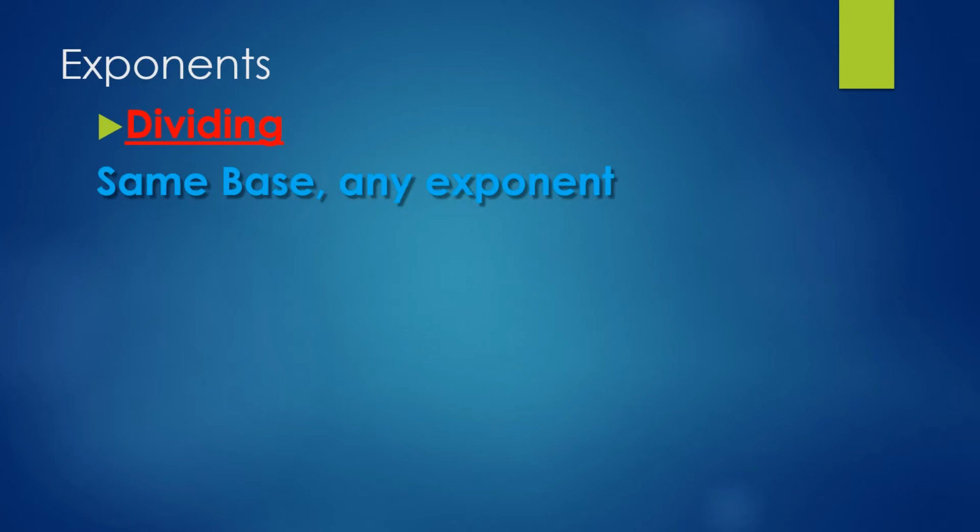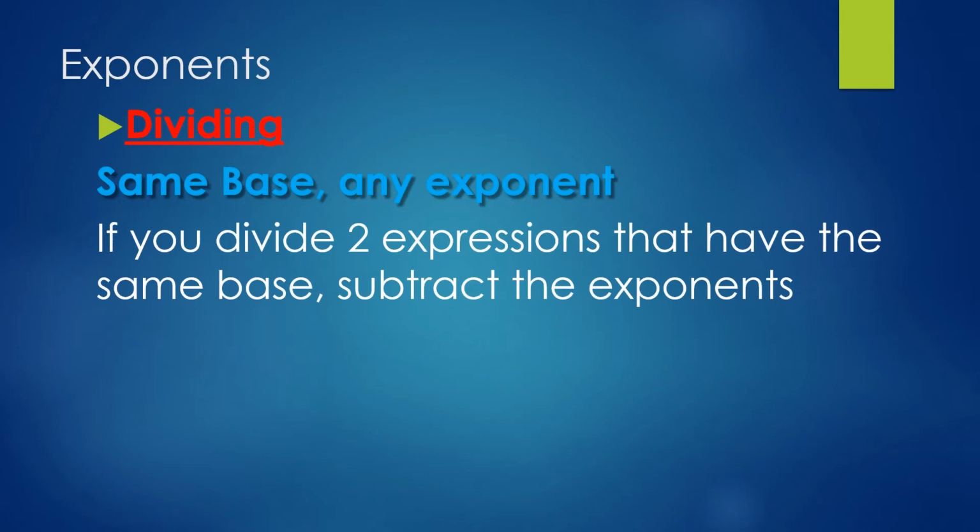Again, you'd have to have the same base, but again, any exponent. If you divide two expressions that have the same base, subtract the exponents and leave the base alone. So again, for example, if I have x to the fifth power divided by x to the third power, we would subtract those two. 5 minus 3 would be 2, so our answer is x to the 5 minus 3, or x to the second power, or x squared.